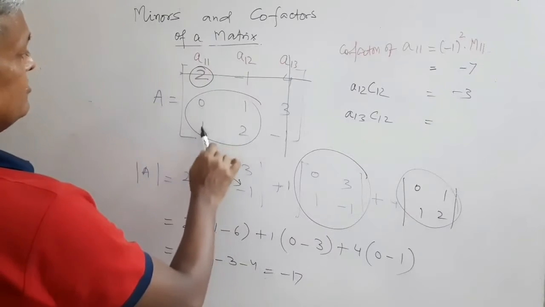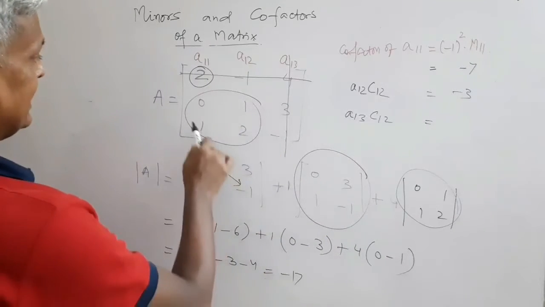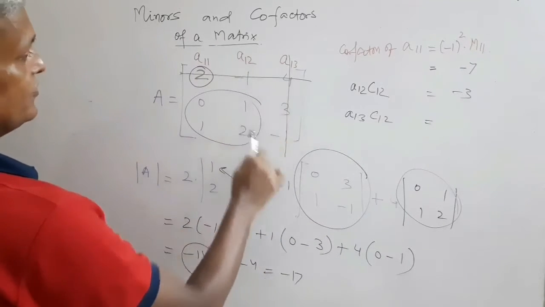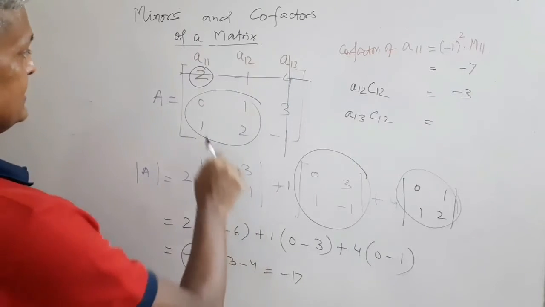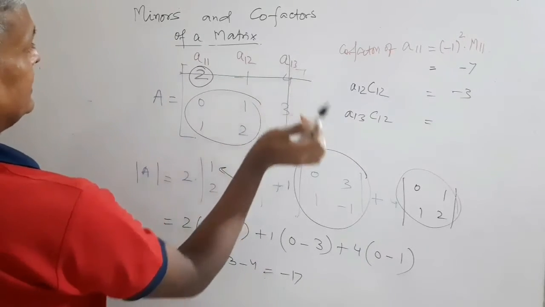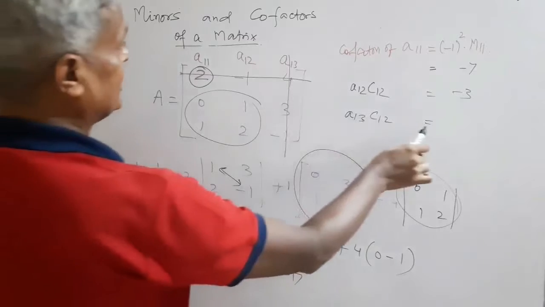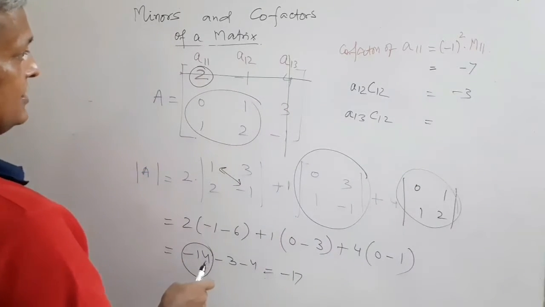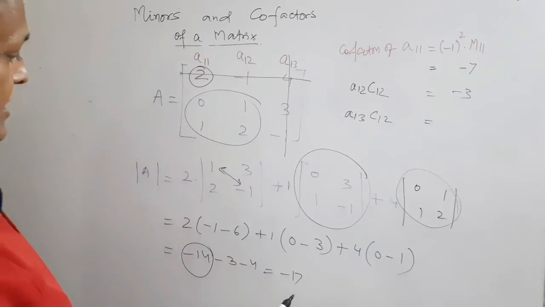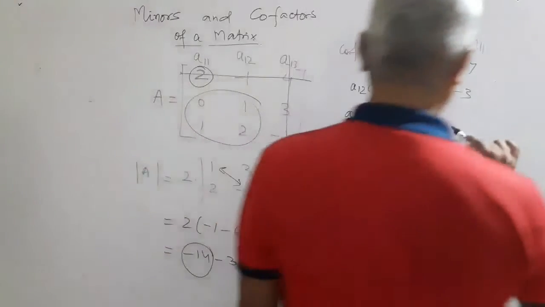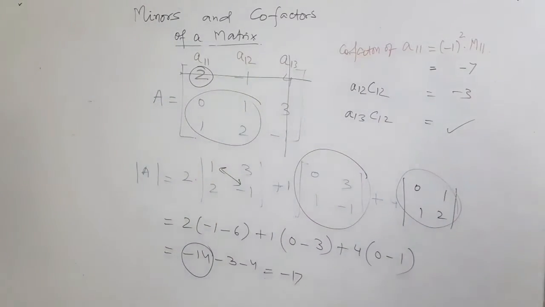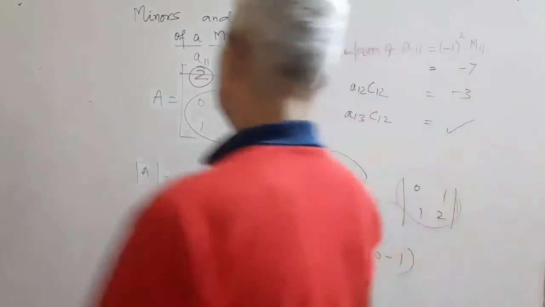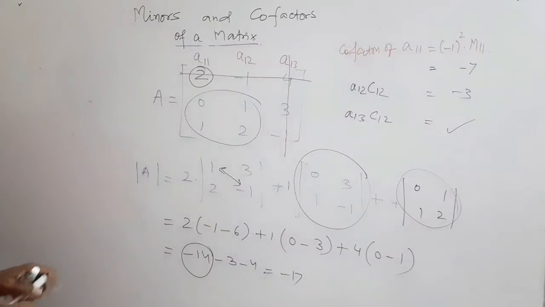So 2 zeros are 0, minus 1 is minus 1, and the element value is 4. So 4 into, but this is again 1 plus 3, even, so no sign change. 1 plus 2 is odd, so the sign should be changed. So this I have done, and here this is the way. It means I am finding the sum of the products of the elements with their corresponding cofactors.